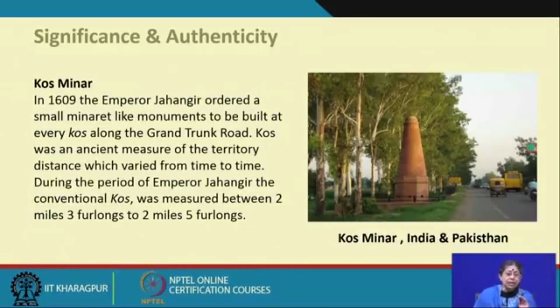In 1609, Emperor Jahangir ordered small minaret-like monuments to be built at every course, or every mile, along the Grand Trunk Road. The course was an ancient measure of distance which varied from time to time. During the period of Emperor Jahangir, the conventional course was measured between 2 miles 3 furlongs and 2 miles 5 furlongs. So, this was a measurement along the road. Independently, they are just structures, they do not have any religious significance or other. But when you see them in the context, they take on a different meaning.